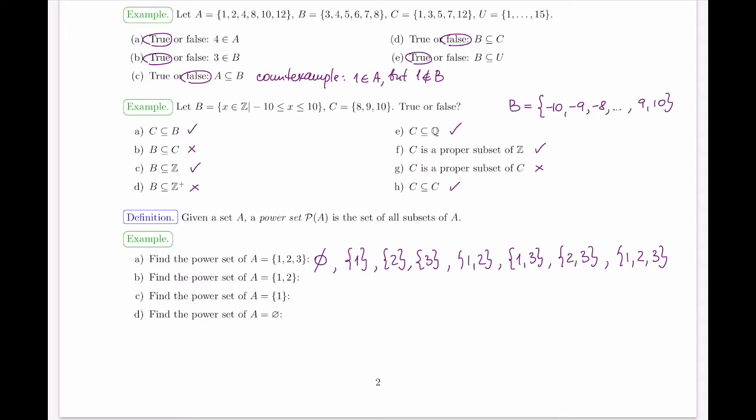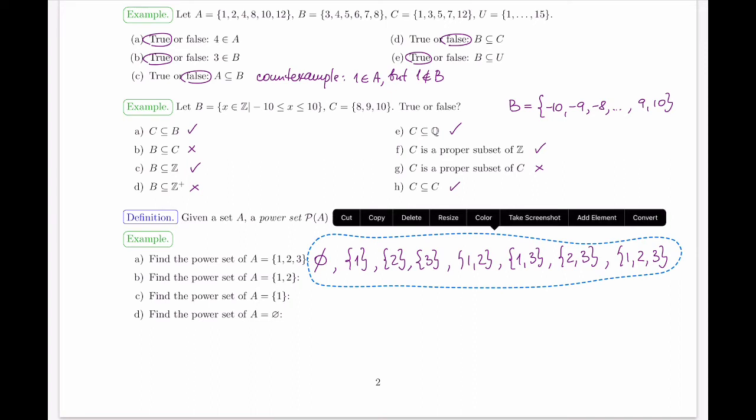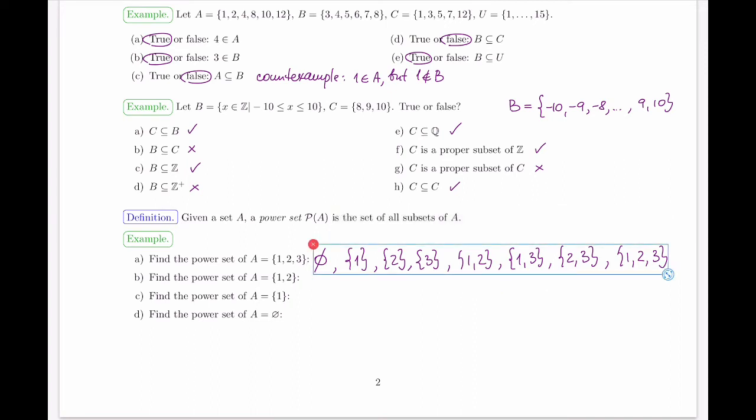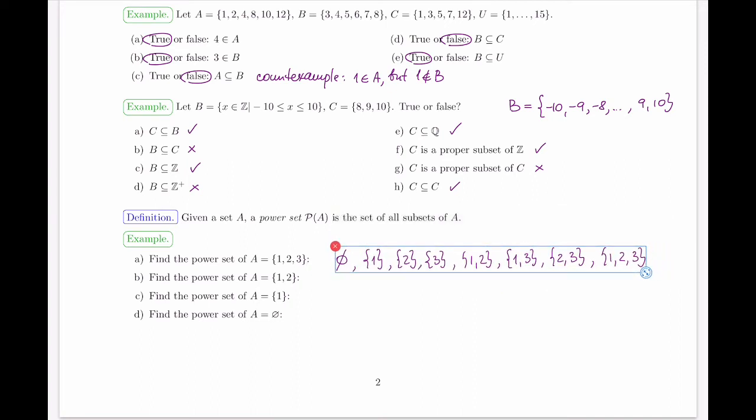Now, for the actual power set, let me make this a little bit smaller. Notice that a power set is a set containing all of the subsets of A, which means that I have to include all of them within an extra set of brackets, indicating that I now have myself a bowl containing all of these smaller little bowls.